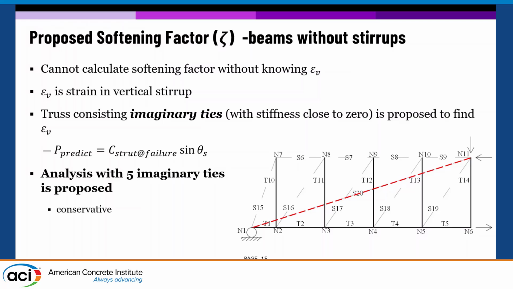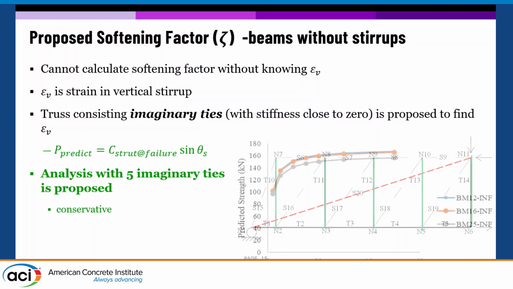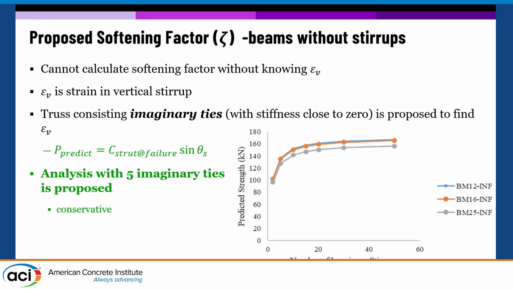And we did actually convergence analysis. We chose to use 5 imaginary ties, only for the purpose of calculating the softening factor for S20. And now it's going to all change into green. And I don't know why, but it does. And this is the convergence study.